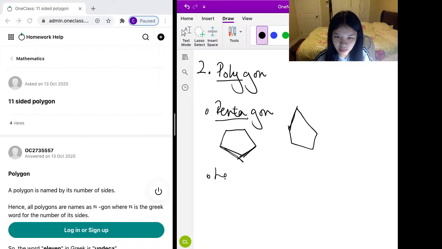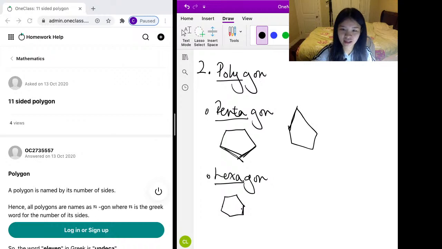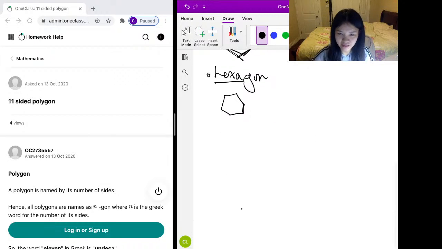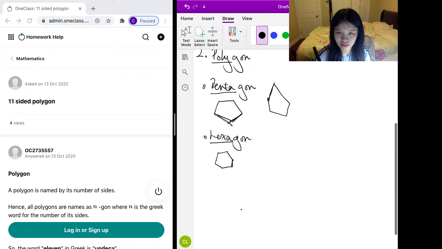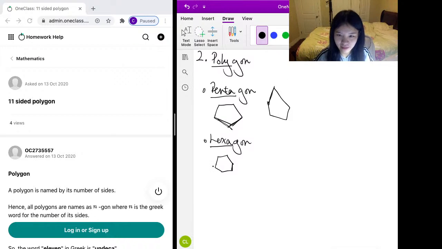Similarly, a hexagon would be a geometric shape with 6 sides. So this would be a regular hexagon, and you can also draw an irregular hexagon, where each side has a different length. The prefix penta or hexa, I think, is Latin for 5 or 6.